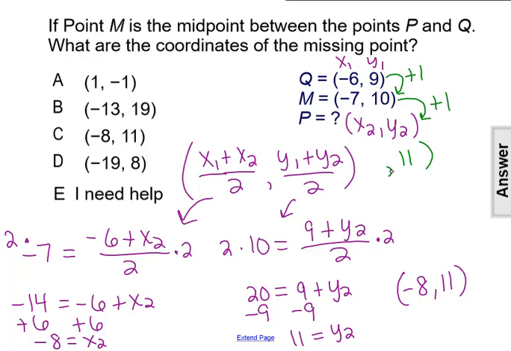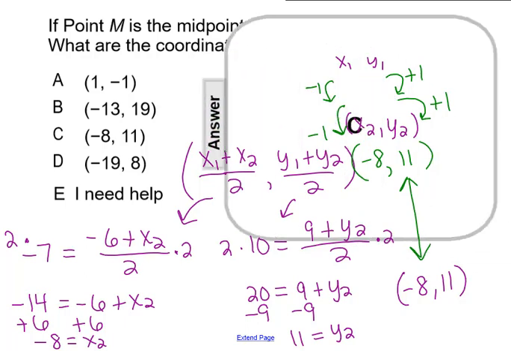For the x values, to go from -6 to -7, you're subtracting 1. So to go from -7 to the other x value, you should also subtract 1, which gives you -8. And that's exactly what we got with the formula. Whether you use the formula for the midpoint or the distance you're traveling between the 2 points that you already have, either way you get that the answer is -8, 11, which is answer choice C.